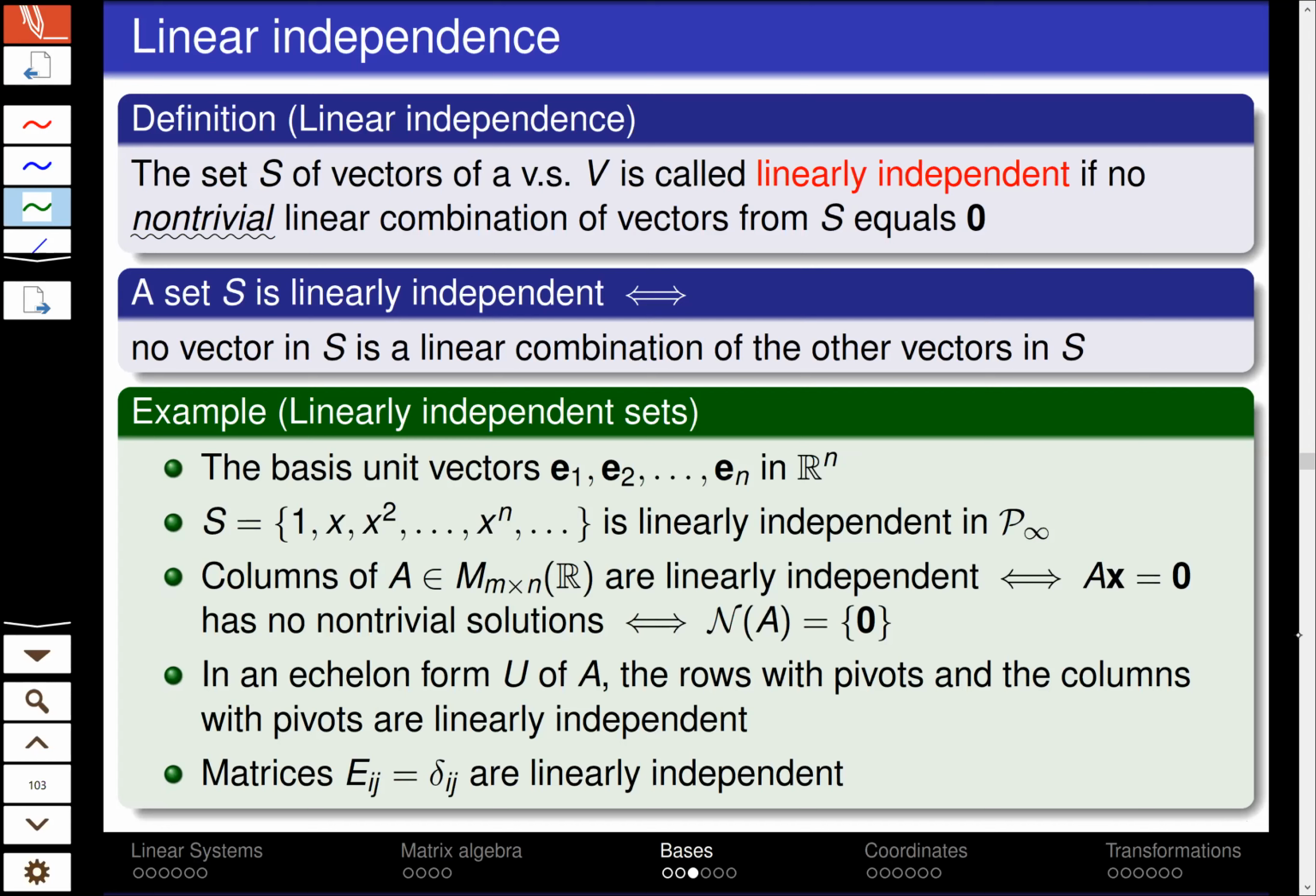Trivial solution. Yeah, that was the question. So trivial solution is the 0 solution. It's trivial because it's always there and there is nothing special. Good.